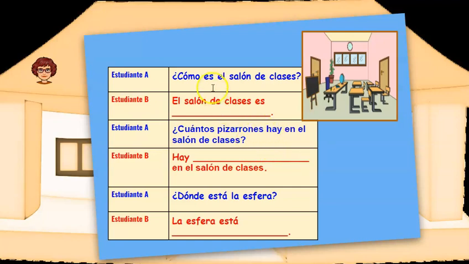So let's take a look. Estudiante A, ¿cómo es el salón de clases? So estudiante B, el salón de clases es, and then you continue. ¿Cuántos pizarrones hay en el salón de clases? So you would say hay blank en el salón de clases, and so forth and so on.